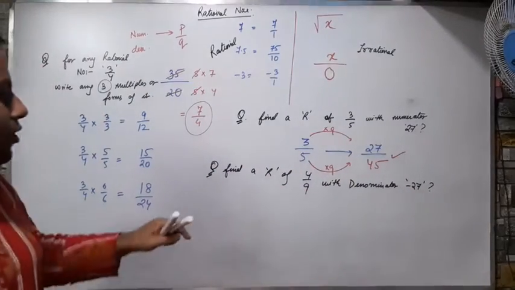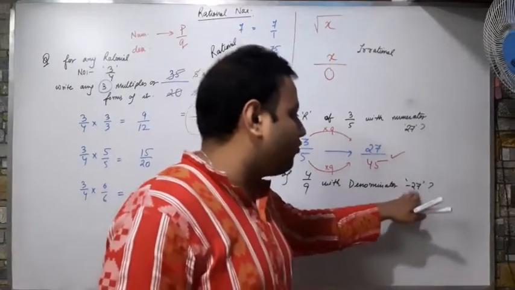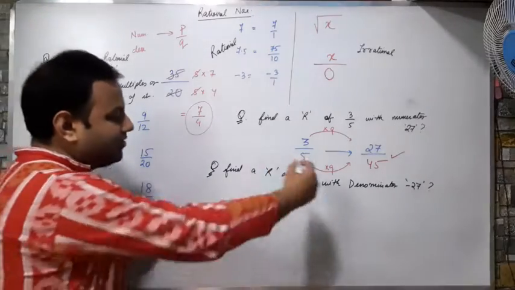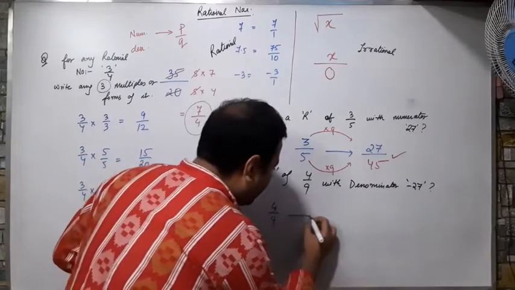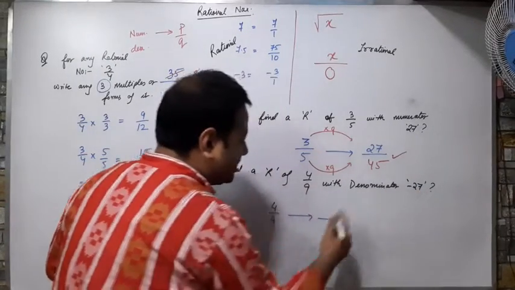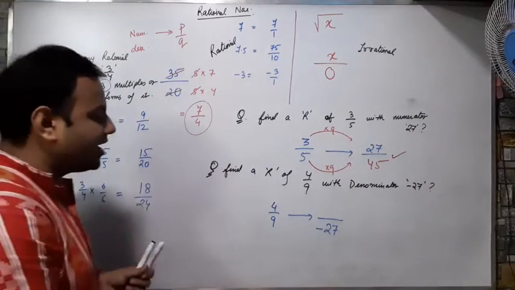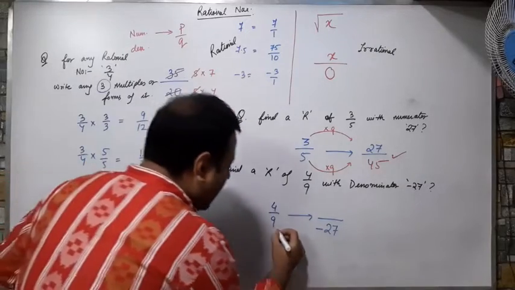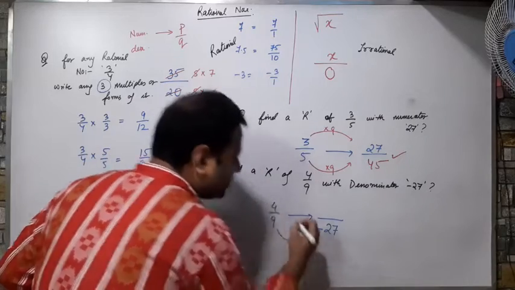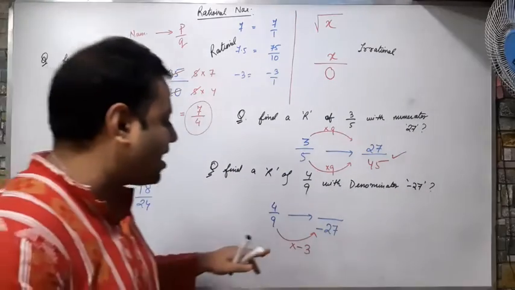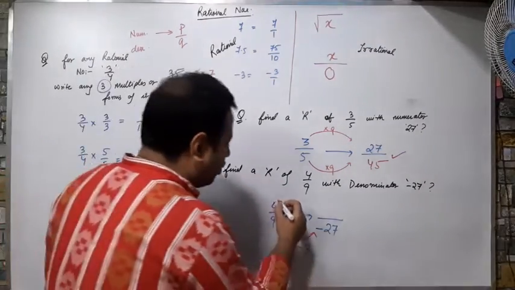So what is the question? Find a rational number of 4 by 9 with denominator minus 27. So I am given the question as 4 by 9 and I have been asked to convert it into a denominator of minus 27. It means I have to take minus 27 at the denominator. So how can I convert this 9 to 27? This 9 to minus 27 can be changed by multiplying with minus 3. If I multiply minus 3 at the denominator, I must multiply minus 3 at the numerator also.